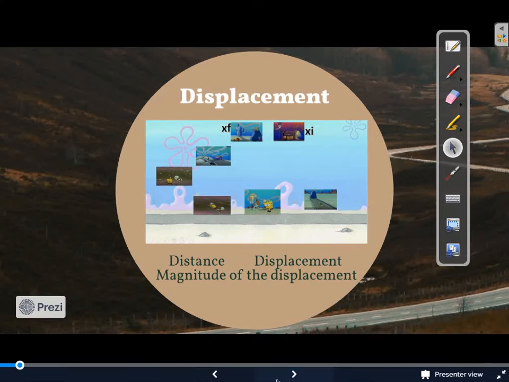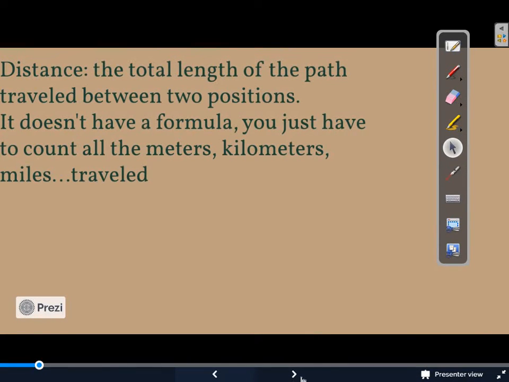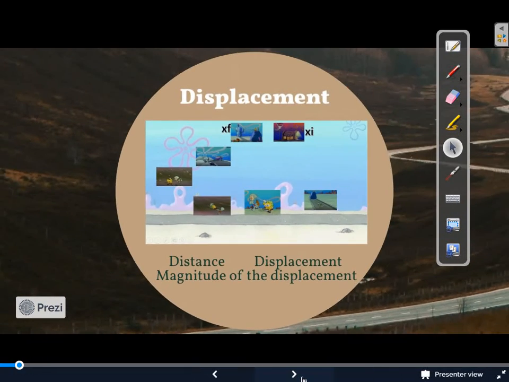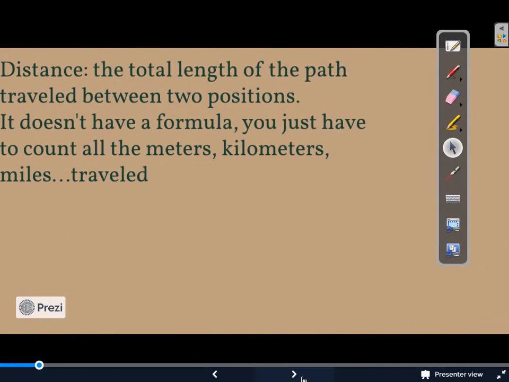Let's start with the distance. And there is something good about the distance. Distance is the total length of the path traveled between 2 positions. How can you calculate it? Well, here it says that it doesn't have a formula. You just have to count all the meters, kilometers, miles traveled. There is no formula. You just have to count all the units traveled. So that is the distance.